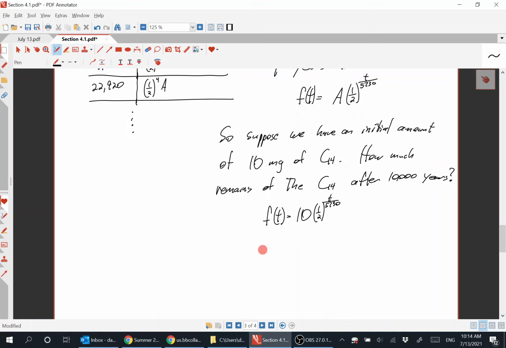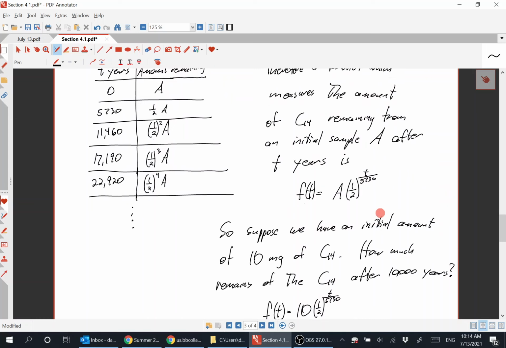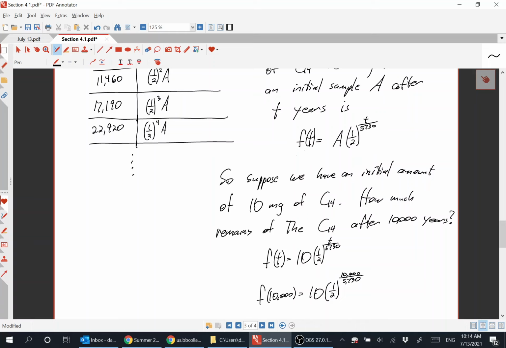Okay, well, after 10,000 years, we have 10 times 1/2 to the 10,000 over 5,730. So that's nearly 2 cycles of the half-life. So you would expect about 1/4 of the 10, so about 2.5 milligrams, a little bit more, because it's not exactly 2 clicks of 5,730 years. That would be 11,460, but it's pretty close. So we expect the answer to be maybe around 3. So let's check it out.